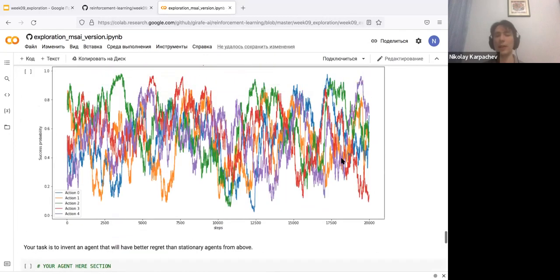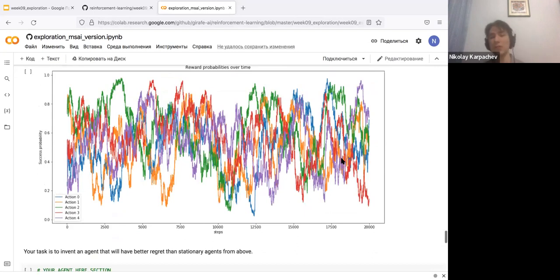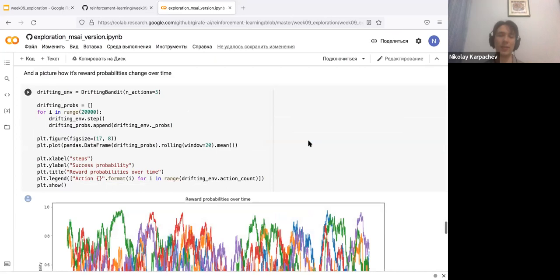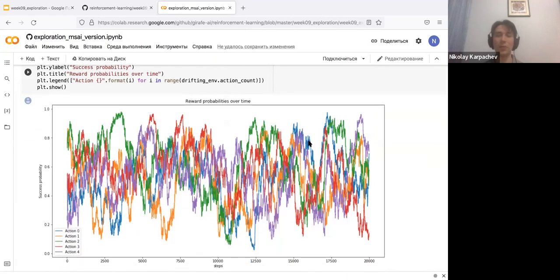Probably you should make some assumptions that the environment changes. Probably you need to increase the variance. You will need to explore much more. I'm fairly sure that you'll need to explore much more than in the stationary case. Whatever you want, you can implement.